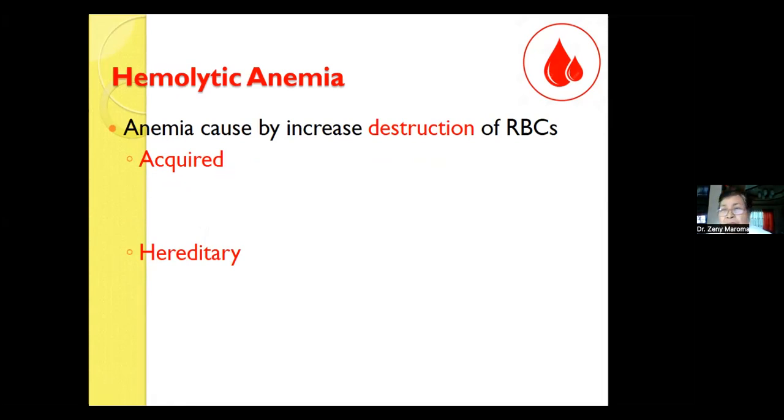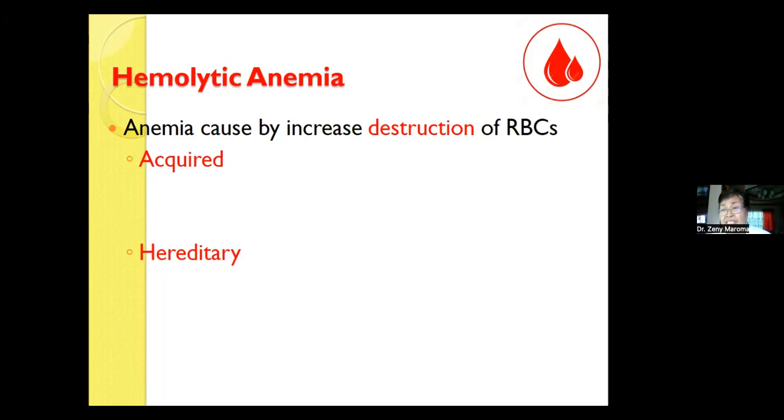Bago tayo pumunta sa hemolytic anemia, earlier I mentioned, pag si renal failure ay chronic renal failure, is unable to produce the needed hormone erythropoietin. Erythropoietin will stimulate the bone marrow to produce RBC. Kaya si renal failure, magkakaroon ng anemia. Yun ang tinatawag na anemia renal in origin or secondary anemia.